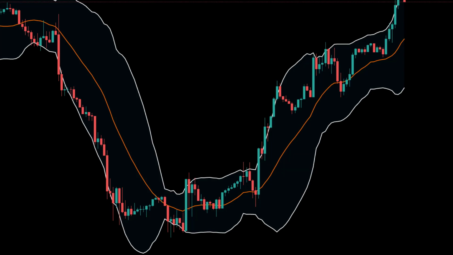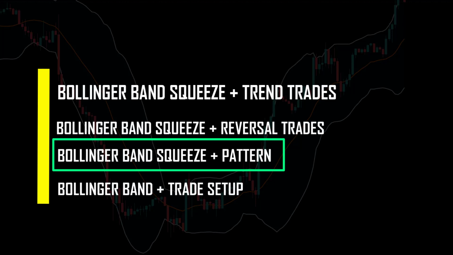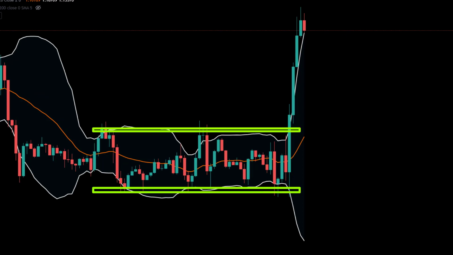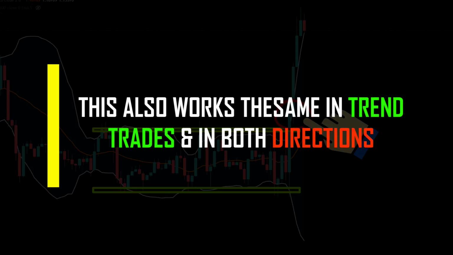Now, to increase your win rate with this strategy, you would use the following variation of the Bollinger Band squeeze that is also a pattern formation. For example, you have your moving down trend. Your band squeeze here also forms a channel pattern by connecting the swing highs and lows. Then once price breaks above the pattern, it also breaks outside of the bands. This is a higher quality reversal trade and you would then look for long trades through the same time frame or through the lower intraday time frame. This also works the same for trend trades and in both directions.